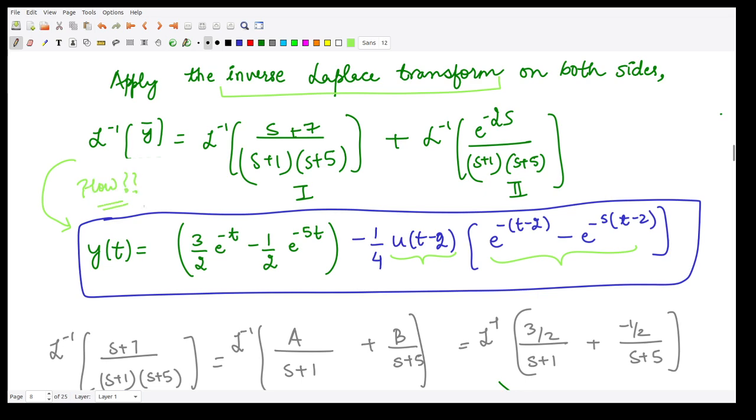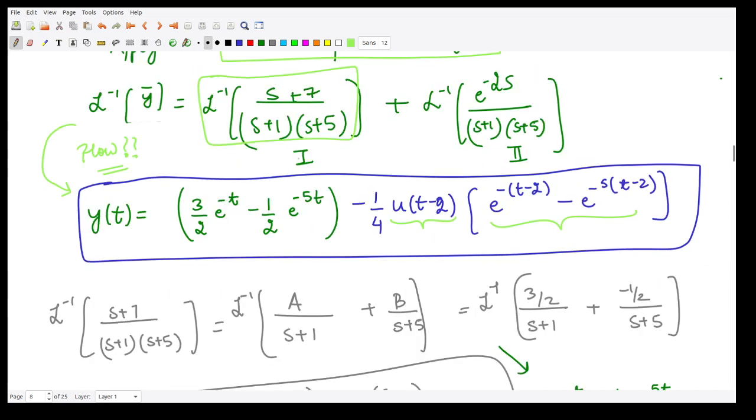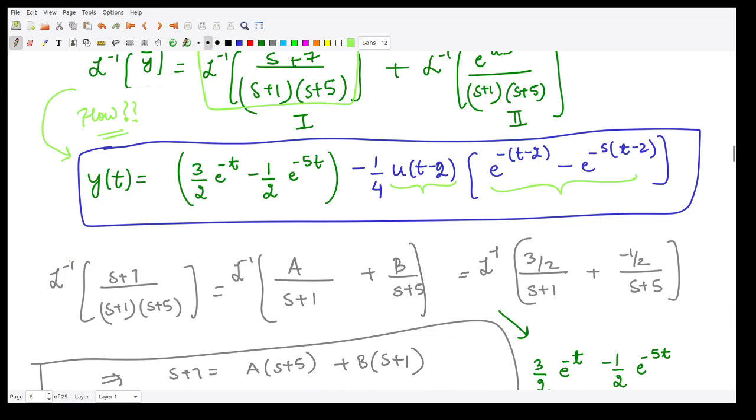To answer that, we'll go individually. I'm calling this first factor our factor number 1. So we'll obtain its inverse Laplace transform first. That would be given by this expression over here. Firstly we have to perform the partial fraction for this fraction, s plus 7 divided by s plus 1 into s plus 5. That comes out to be 3 by 2 divided by s plus 1 plus minus 1 by 2 divided by s plus 5.